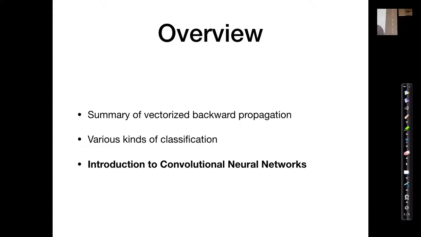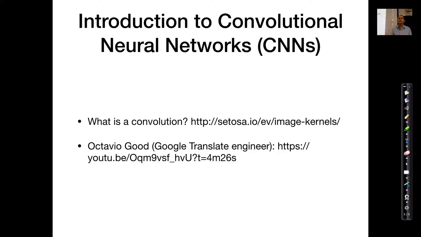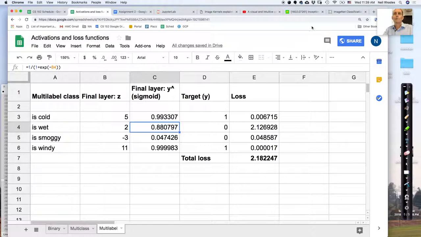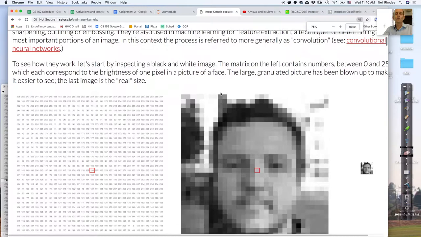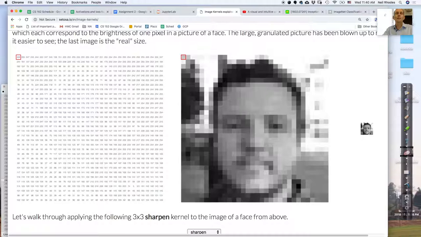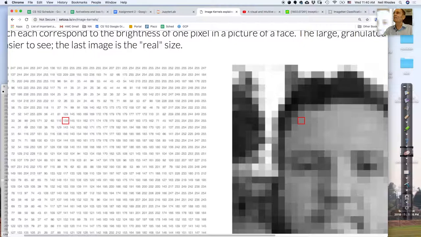All right, convolutional neural networks. What is a convolution? Let's look at a site that just shows a grayscale image, right? It's hard to see, but these are just numbers here. I think they're between 0 and 255, and it's just showing the particular associated pixel value. Does that make sense? All right.